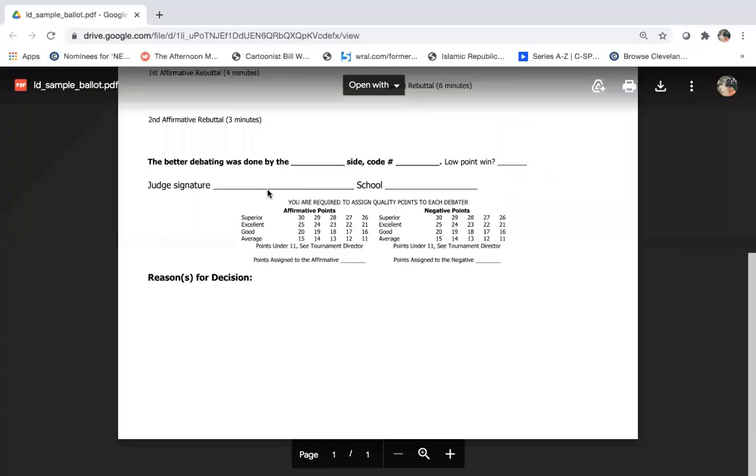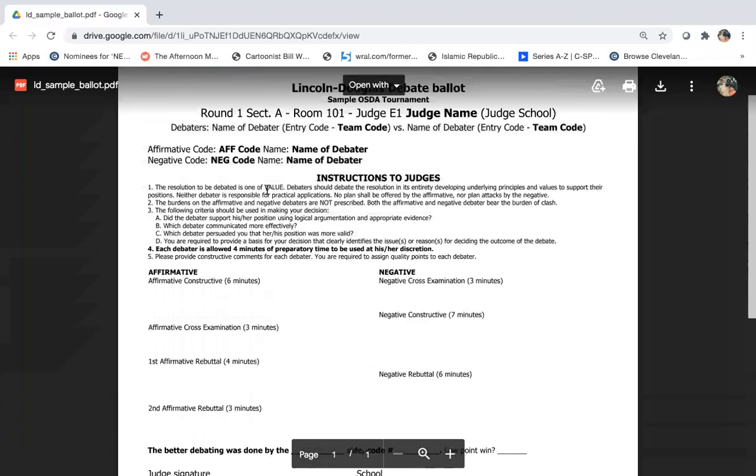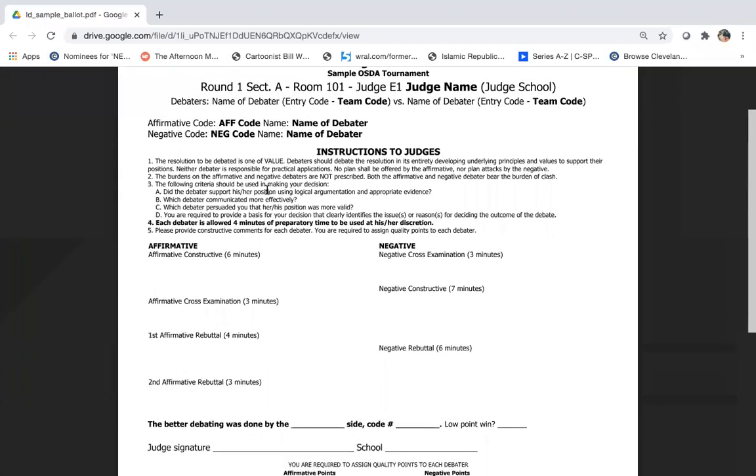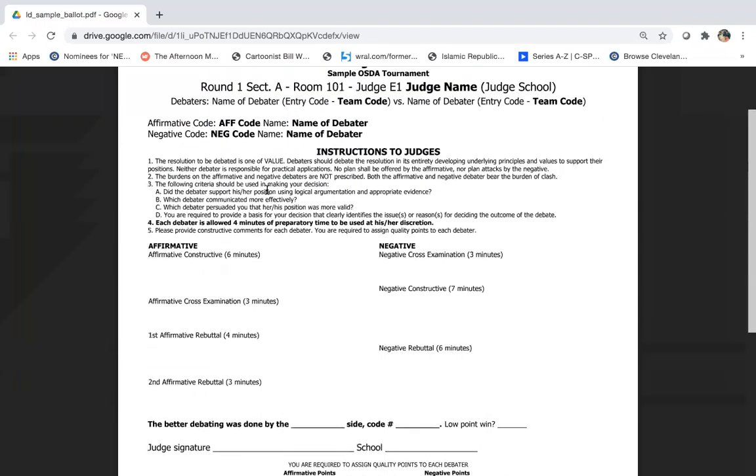Well, let's talk a little bit more specifically about what it means for you as a judge. So I'm going to share my screen again. And this time, you're looking at a copy of the ballot that we often use in Ohio. So you'll notice that on the ballot, there are very defined times for each speech. So one of the things you will want to be familiar with as a judge are those timings that I just shared with you. And you will want to keep track of the time so as to make sure that a debater does not excessively go over.